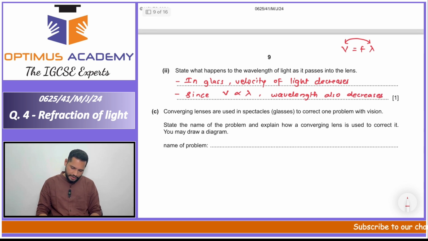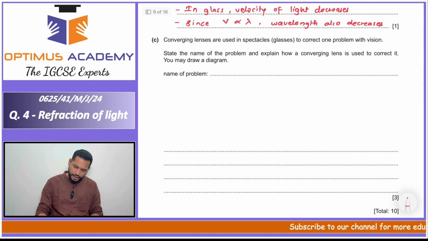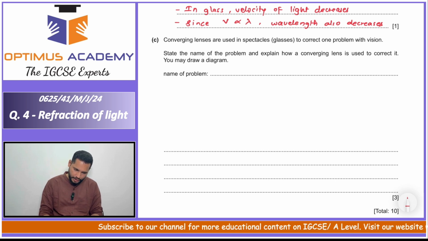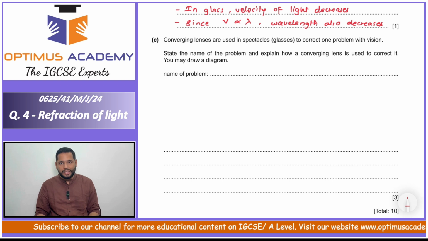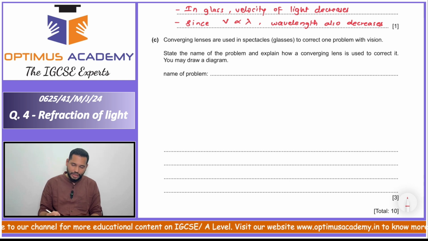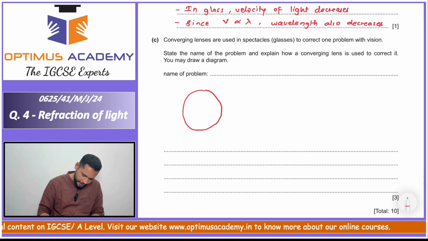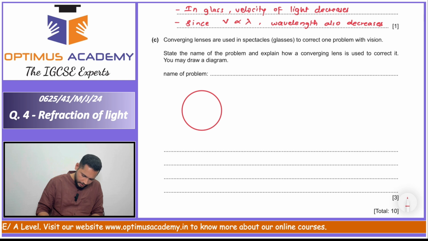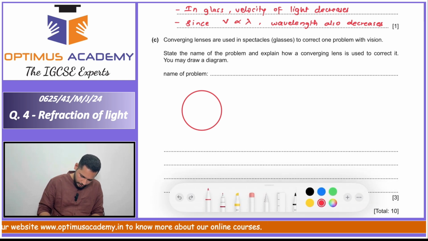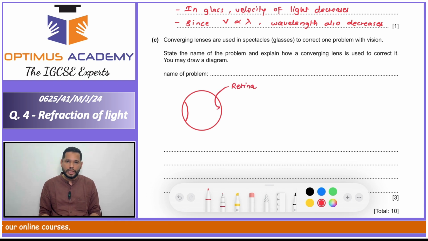Next question, converging lenses are used in spectacles to correct one problem with the vision. State the name of the problem and explain how a converging lens is used to correct this problem. Now, which problem is corrected by the convex lens? We will first draw the diagram for that and then we will write the explanation. Consider this is your eye and here we are having the retina. So this is your retina. So ideally for a healthy human eye, the image of the objects should be formed on the retina.